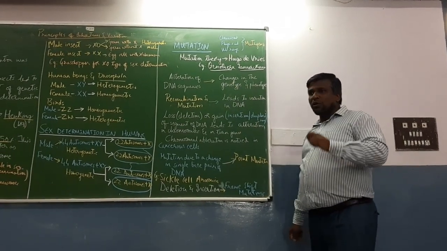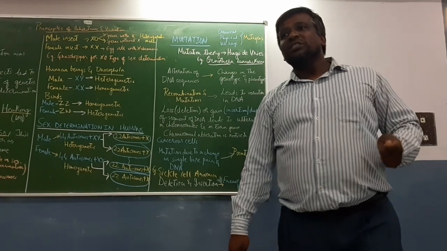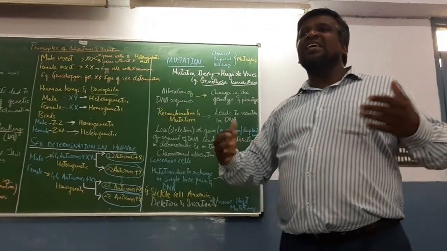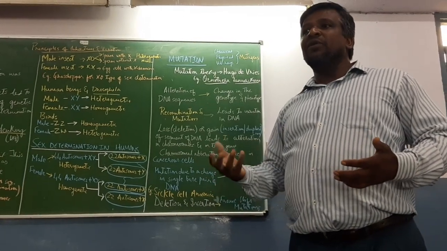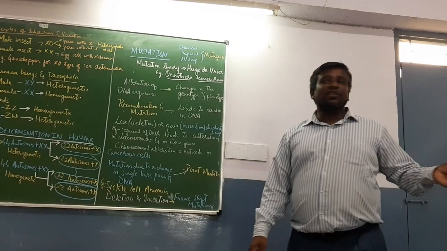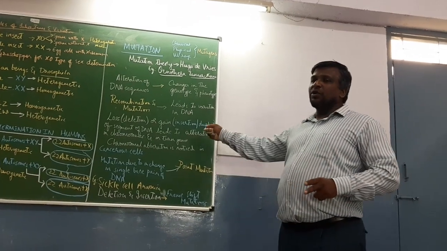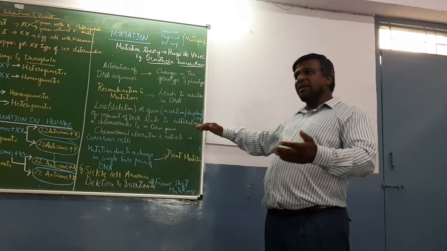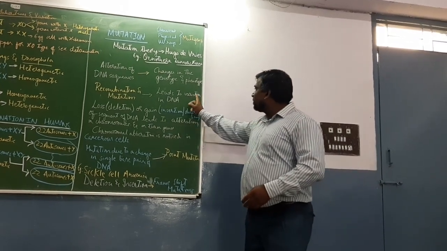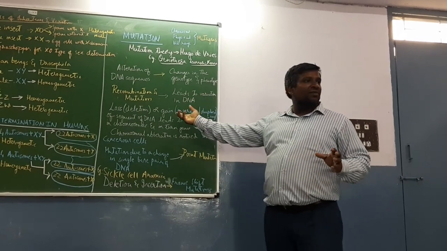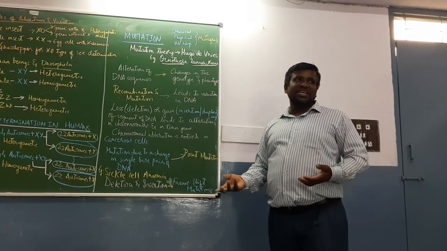Both, not only recombination, but also mutation leads to variation in DNA. For changes to happen in DNA, it has to happen either through recombination or through mutation. Okay, so not only recombination but also mutation leads to variation in DNA. If there is a change in DNA, the external characters change.